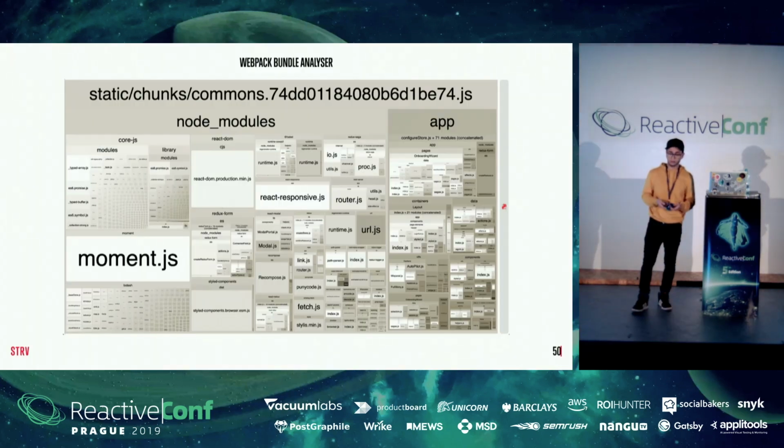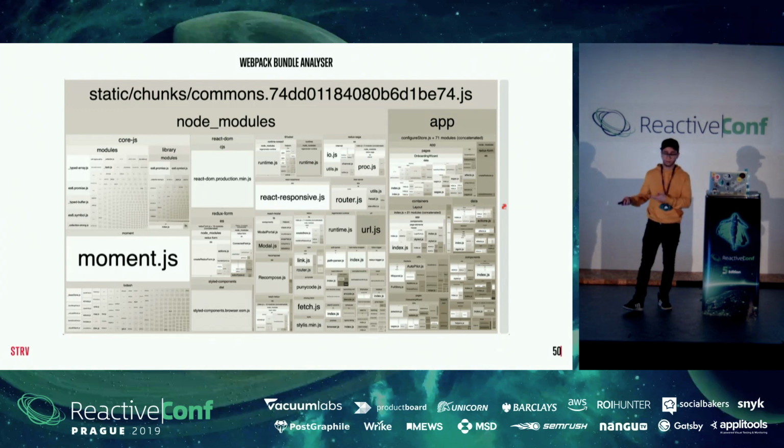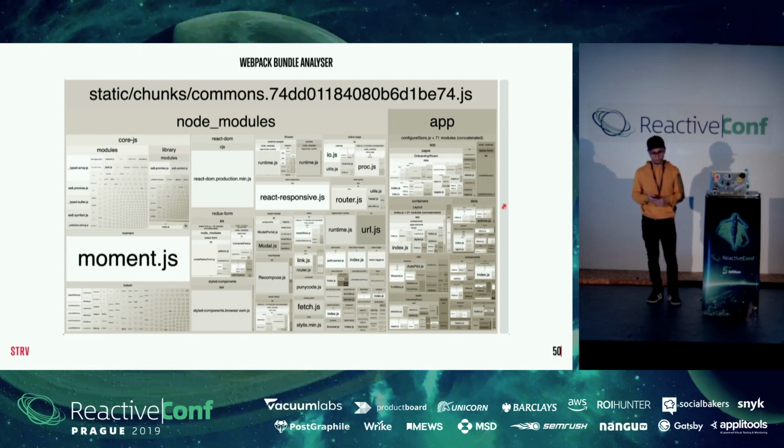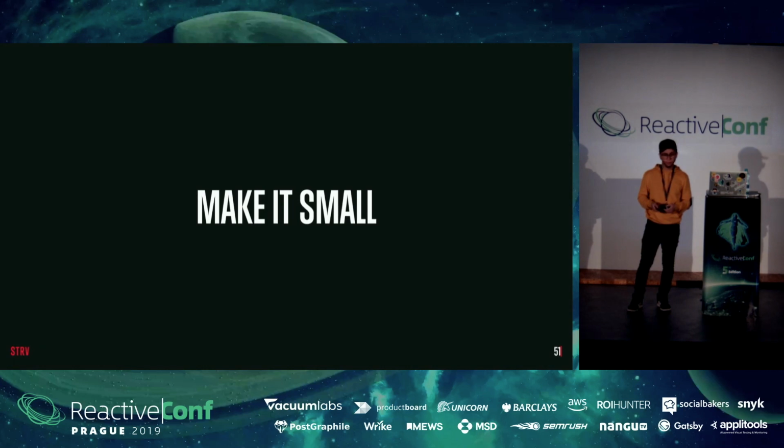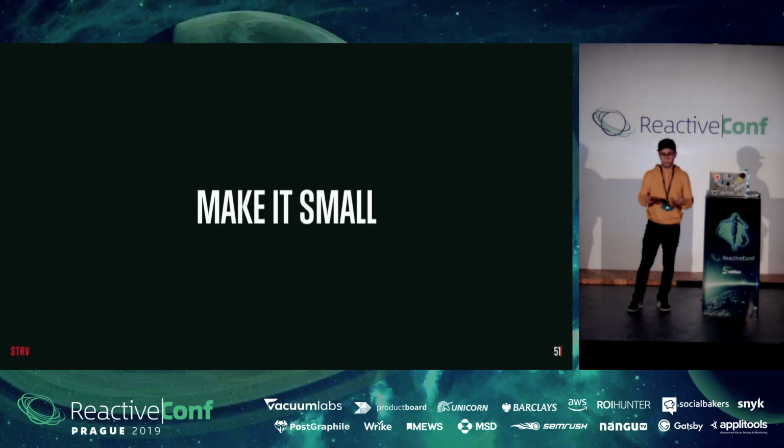How do you do that? You could use something like Webpack Bundle Analyzer. Just run it against your website, and it will give you this graph where you can see how your application actually looks. So you can see what the big libraries are that you have. So for example, if you have Moment.js, it will look kind of big over there. And it will just give you a better understanding of what's going on. So the tip is, make it small.